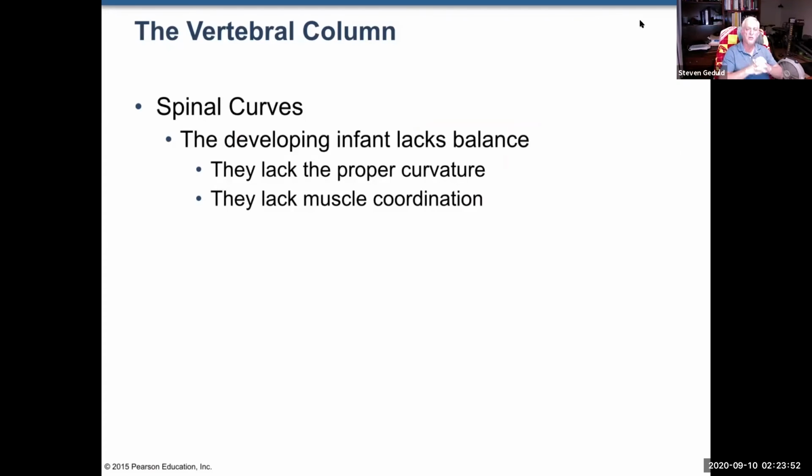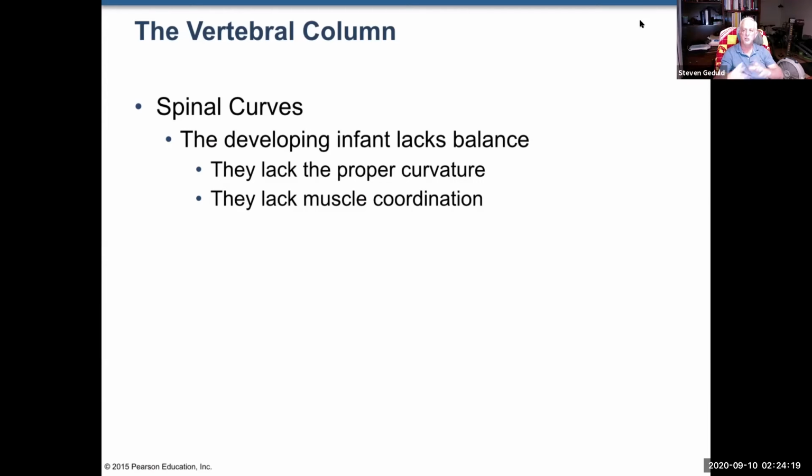Okay, so the spinal curve in the developing infant. You ever watch a baby try to walk? What happens? They'll take a step, and if there's nothing to hold on to, they tip over. Their vertebral column has not developed curves yet. So it's a straight up and down motion. As they try to walk, once they shift one way, there's no curve to balance that. So they keep going, and completely fall over.